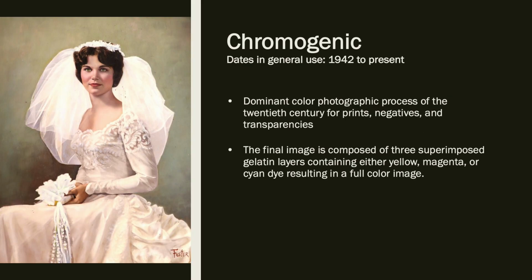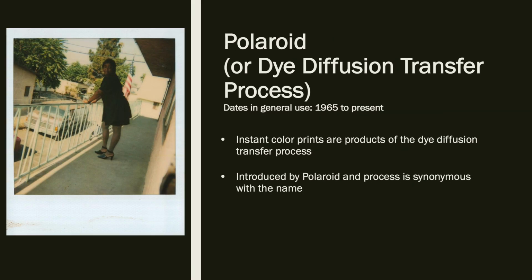The chromogenic process was the dominant color photographic process of the 20th century for prints, negatives, and transparencies. The final image is composed of 3 superimposed gelatin layers containing either yellow, magenta, or cyan dye, resulting in a full color image. Instant color prints are products of the dye diffusion transfer process, which incorporated all the materials needed to create and develop the film within the film itself. It was introduced by Polaroid, and the process is synonymous with the name.